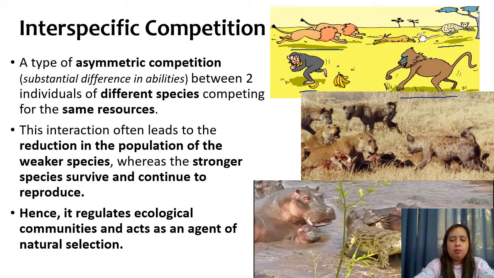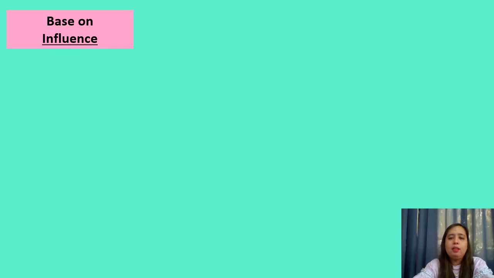Hence, your interspecific competition or competition itself regulates the ecological communities and acts as an agent of natural selection. Of course, the weaker were the ones being eaten, no? They're the ones being reduced, and probably there are times that the weakest among the population contain the not so good gene of the population. So, they also get removed. Not always, not always, but technically, yes.